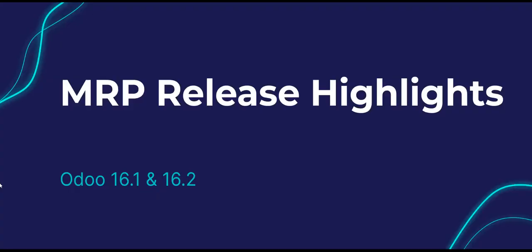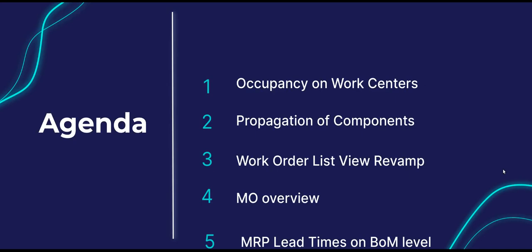Hi everyone, and welcome to today's video where we are going to go over the release highlights for version 16.1 and 16.2 for manufacturing. So we will talk about the new occupancy on work center level, about the propagation of components, as well as a whole revamp of the work order list view. That was quite exciting. We will also see that we have a new and exciting MO overview, as well as the lead times for manufacturing that have been moved from product level to BOM level.